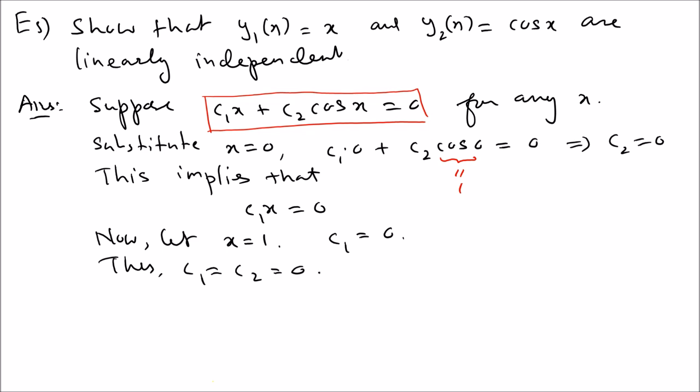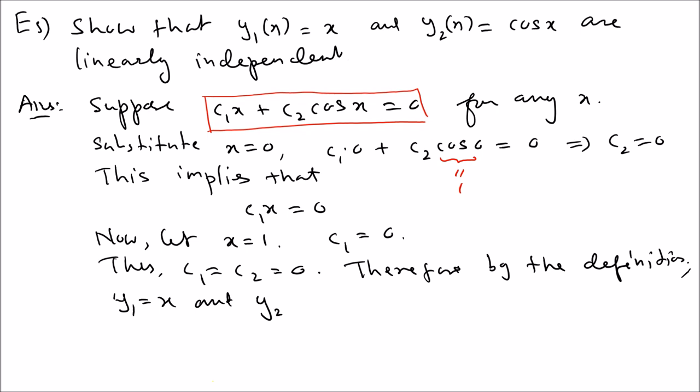Therefore, by the definition, y1(x) and y2(x), which is cosine x, are linearly independent. Okay, so that's the proof. It's a very short proof, but we just substitute proper values and try to prove that c1 equals c2 equals 0. So that's how we prove something is linearly independent.